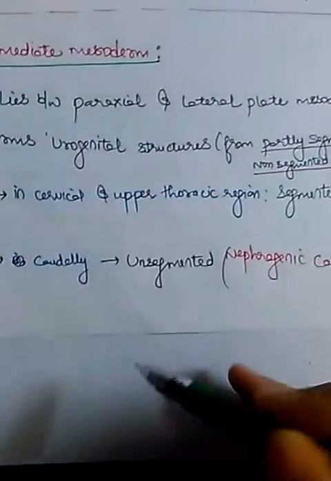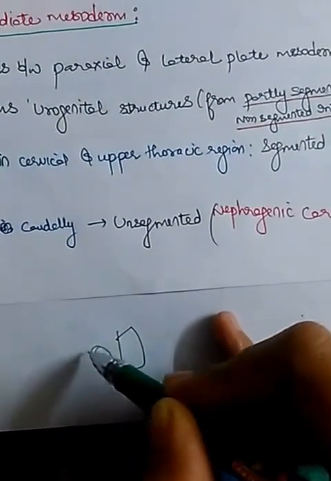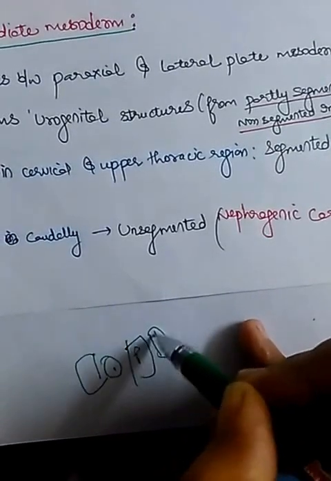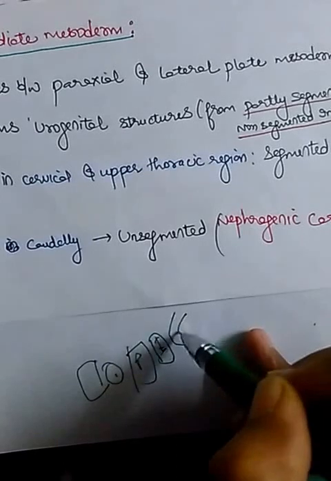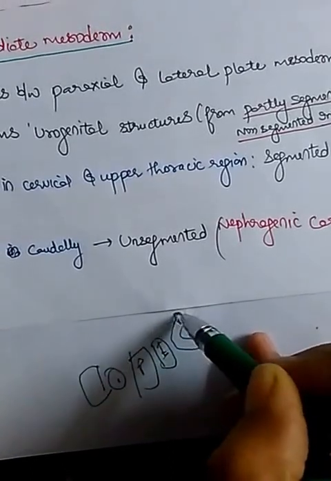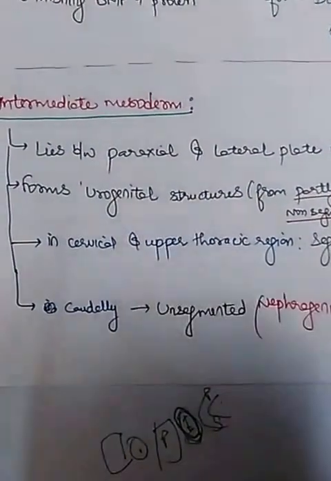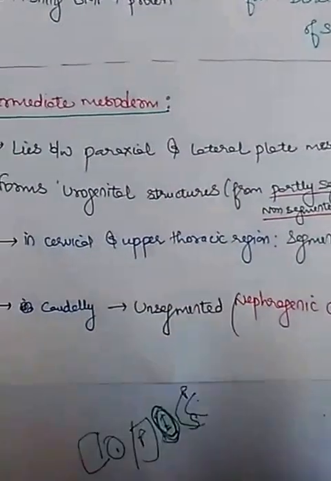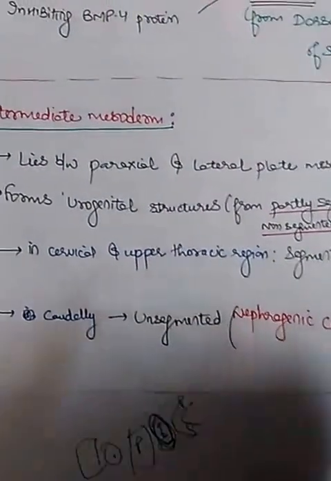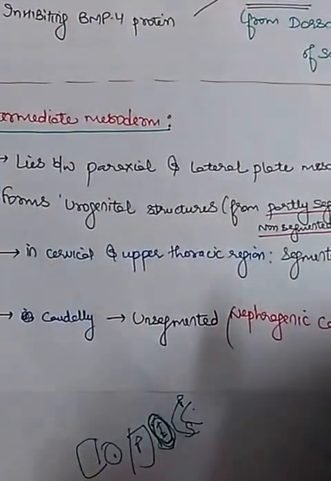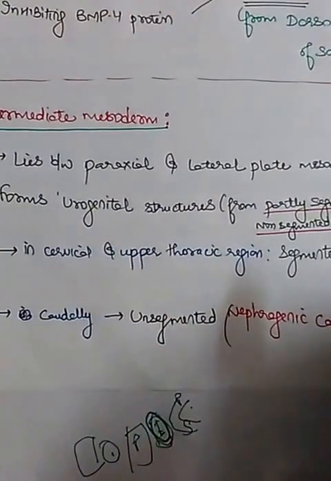After that, you should know about the intermediate mesoderm. This was the neural tube. This is paraxial mesoderm, this is intermediate mesoderm, and this is lateral plate mesoderm. This is the parietal layer, this is the splanchnic layer. Now I'm talking about intermediate mesoderm. We will read about it further also, but at this step you should know that it lies between paraxial and lateral plate mesoderm and forms urogenital structures.